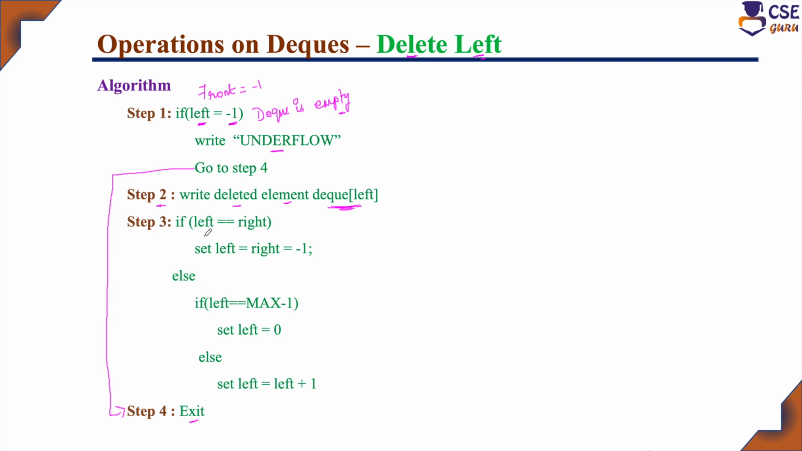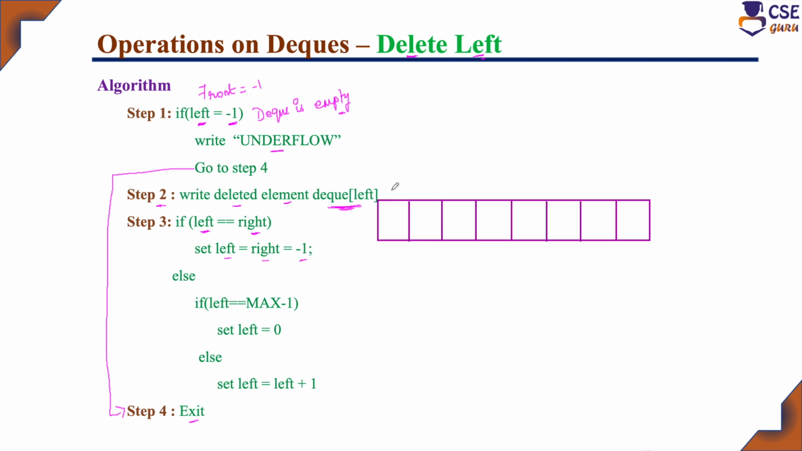And in step 3, if the left and right pointers are equal, set the left and right pointer to -1. So, what is the condition in the sense? For example, if you are considering this as the DQ data structure, now left is pointing to the second memory location and right is pointing to the fourth memory location.